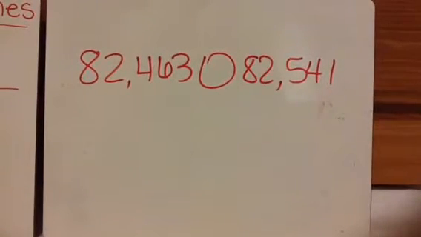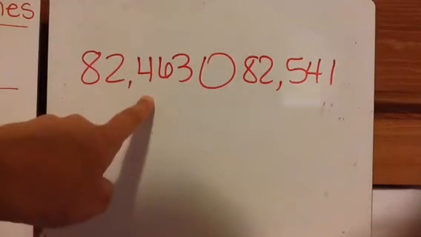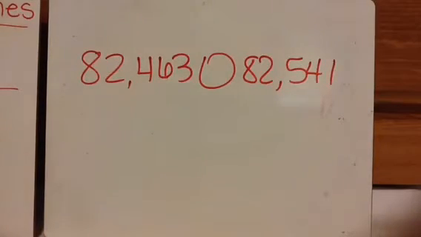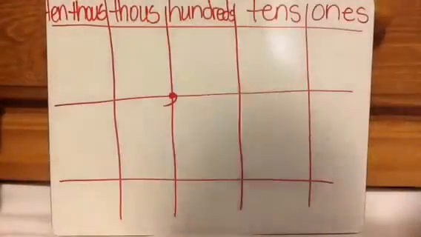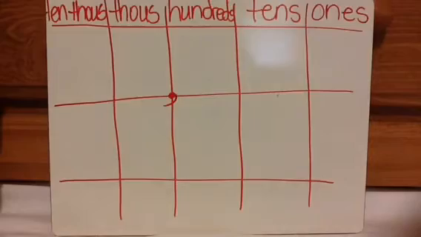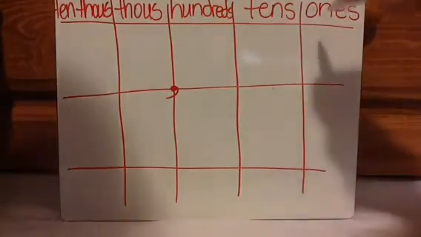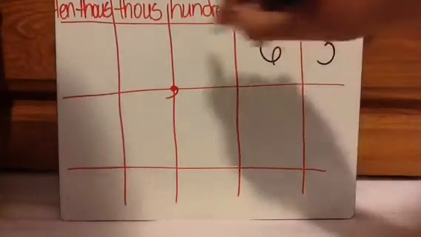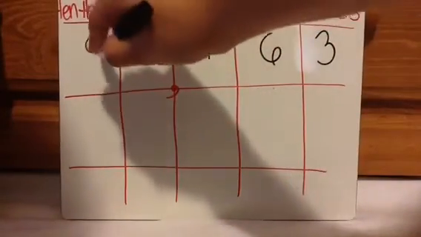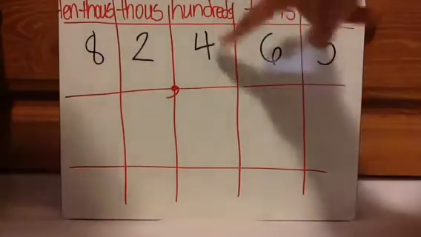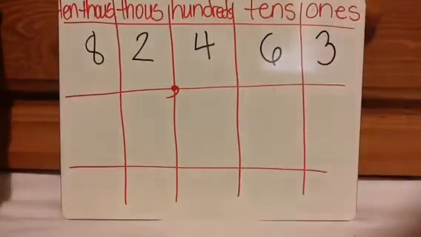Okay, so let's start looking at examples without manipulatives. We have 82,463 compared to 82,541. So let me show you what this looks like in a place value chart. Okay, so we have our first number, 82,463. So that means I have 8 10,000s blocks, 2 1,000s blocks, 4 hundreds blocks, 6 tens blocks, 3 ones blocks.